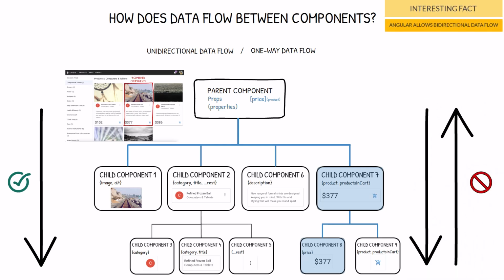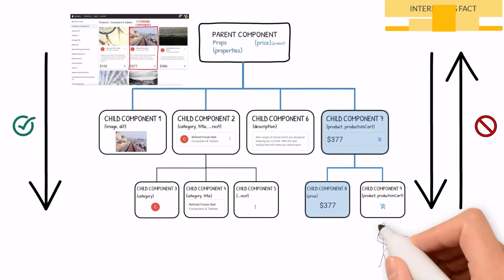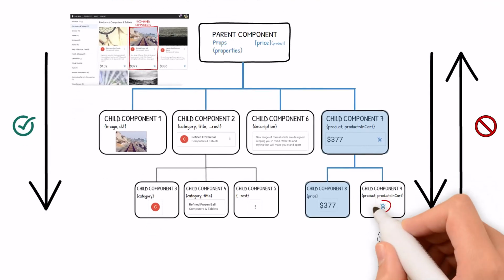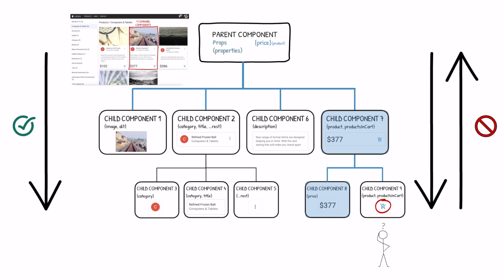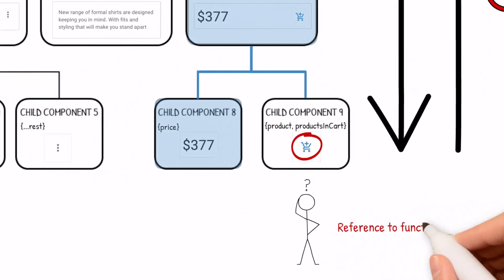Now, what if a child needs to send information to its parent? For instance, when a user clicks add to the basket, the parent needs to be informed of this action. So how can the child do it, as it can't send the data? The answer: a reference to a function.